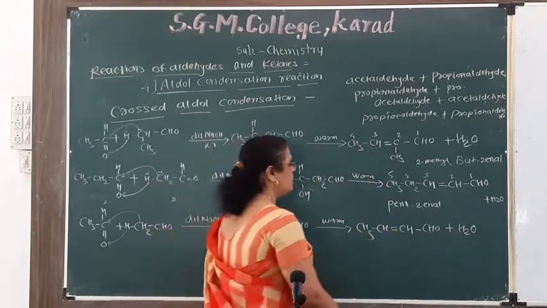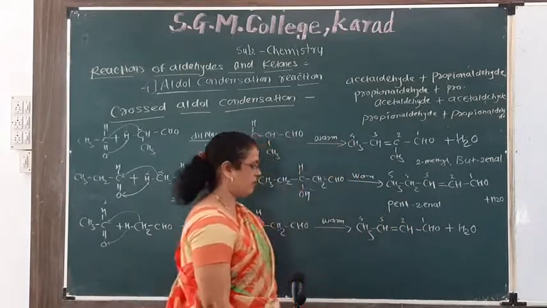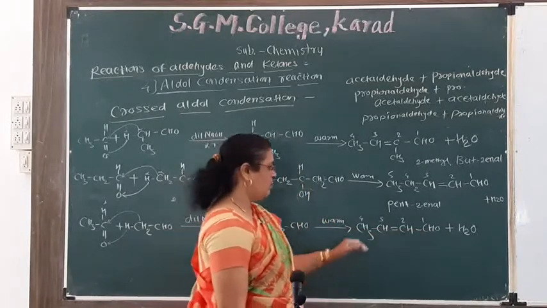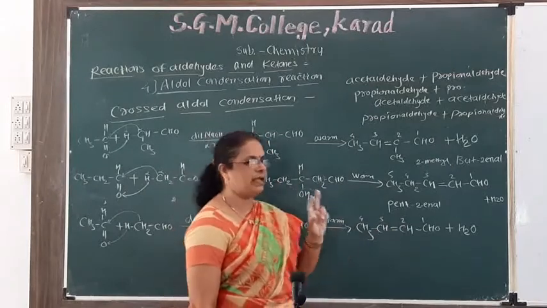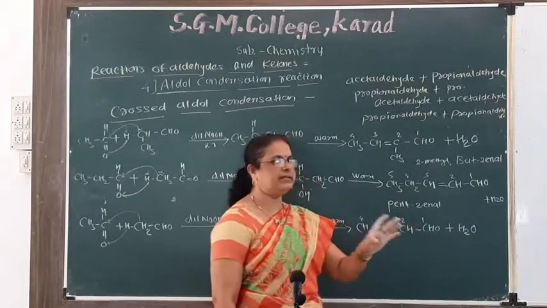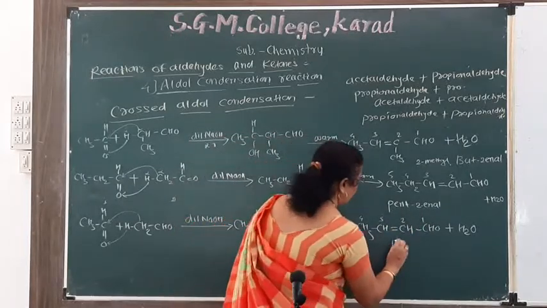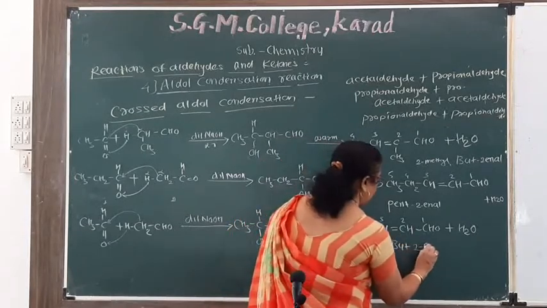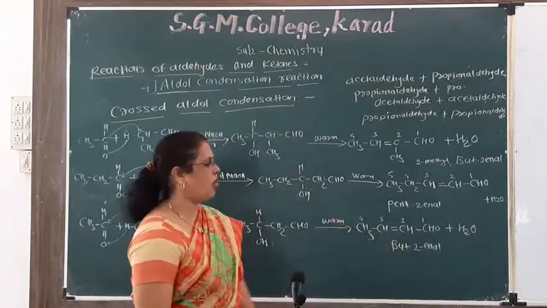Name of this third product: 1, 2, 3, 4. This is a derivative of butane, but here a double bond is present, therefore ANE is replaced by ENE. But here there is also an aldehyde group, therefore E is replaced by Al. Then the name of this compound is but-2-en-al. This is the third product.